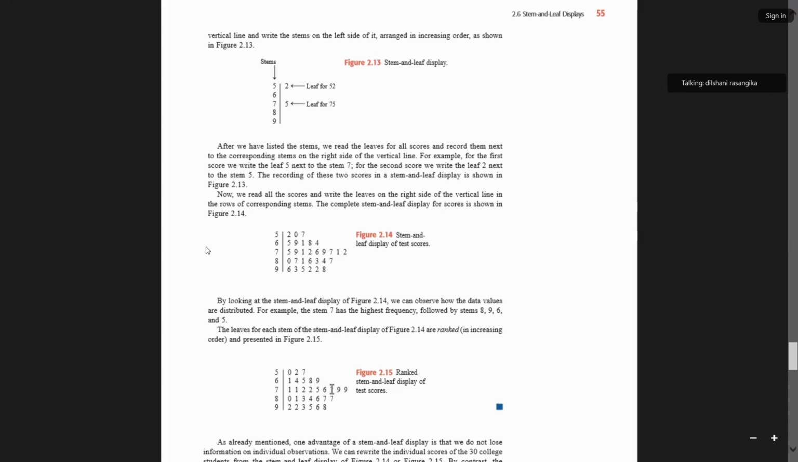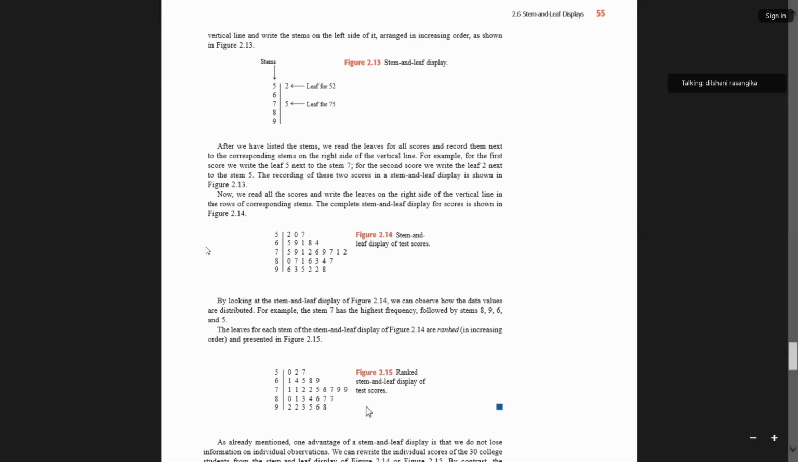77 is the 15th value. Then what is the 16th value? 79, right? Then you can find the average of 77 and 79. How can you find it? 77 plus 79 divided by 2. It will be 78, right?